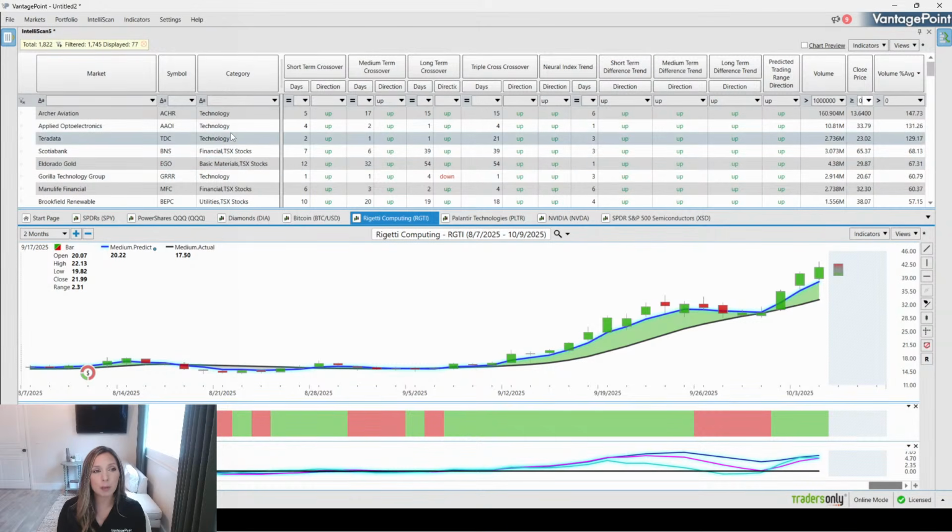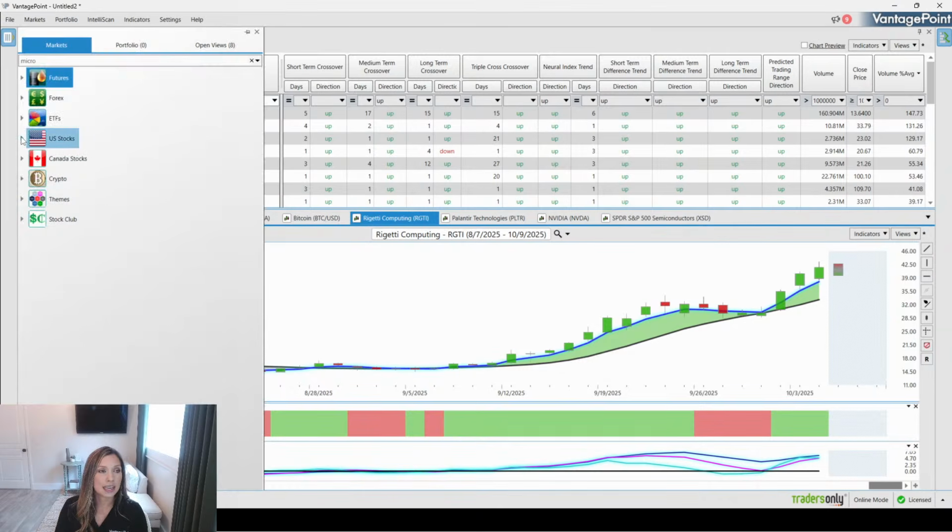Technology has been a big mover in the market recently. So we can actually take a look and see what is moving, what is not moving here in the markets from a sector standpoint as well. So we've gone down to 77, but maybe you want to actually look for just those within the technology sector. So for that, we can just click that category button and select technology. That's going to give us anything within the technology sector.